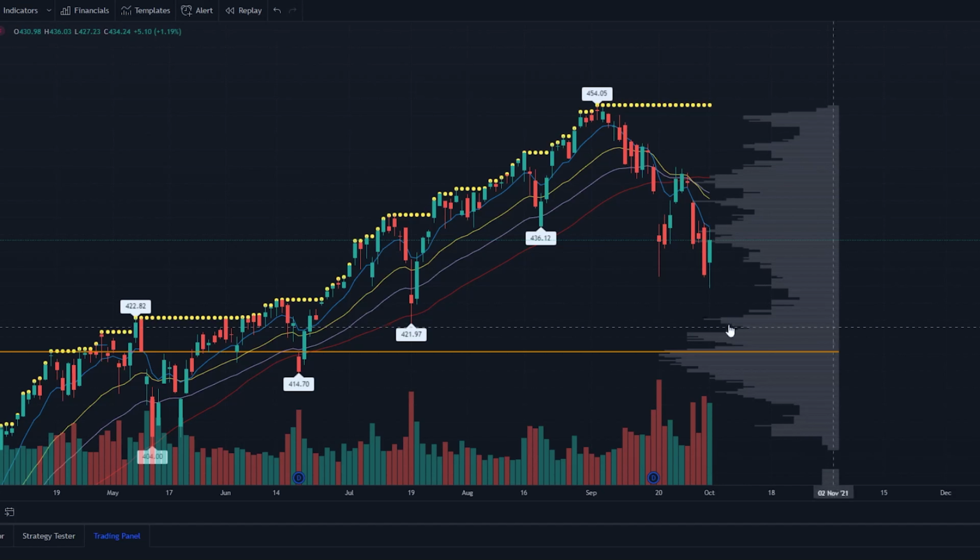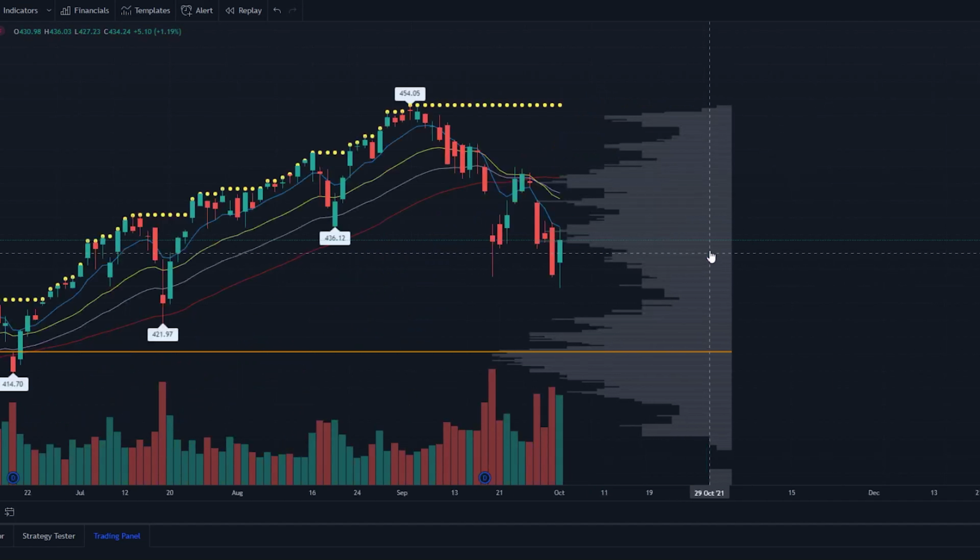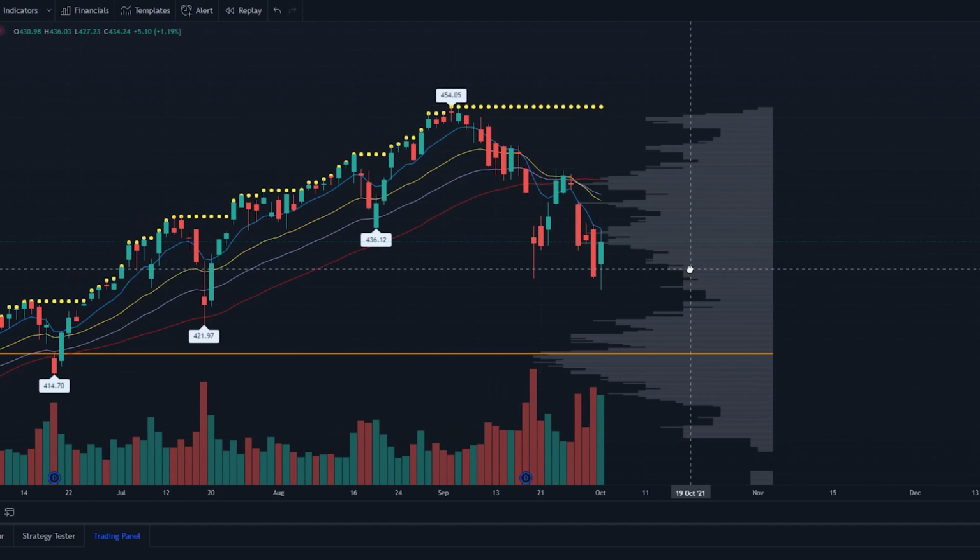So on the 1-year chart here, I've got the volume price indicator right here on the right side, the gray histogram with the golden POC line. I've also got the volume candles down here, the red and green volume candles. And what I'm looking for is the first line of support when I'm looking out here.